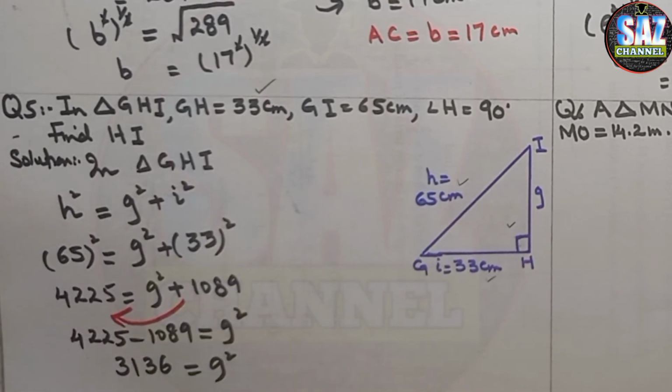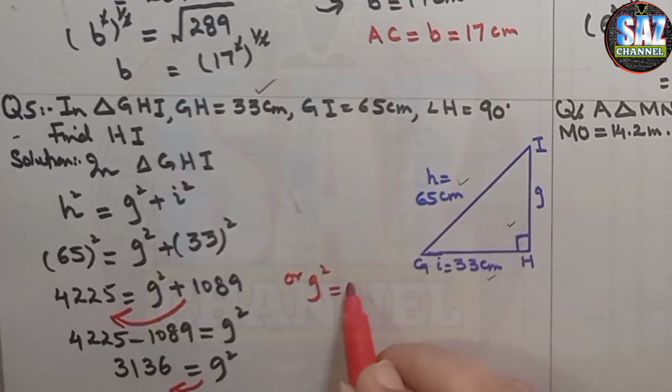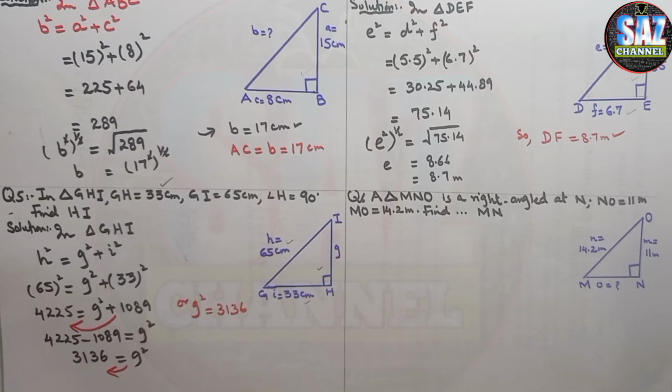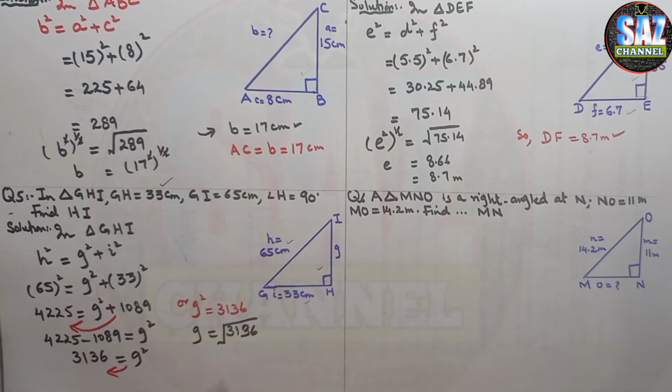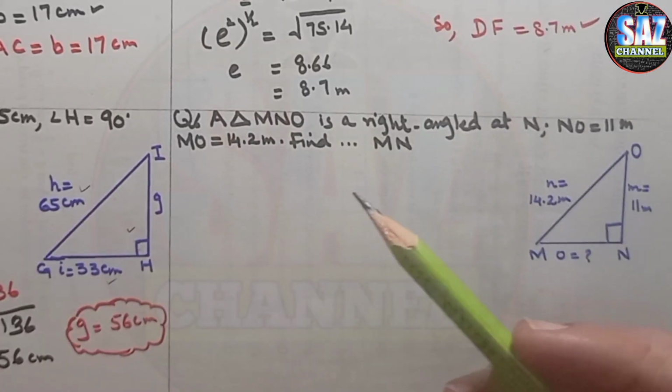And now in order to get value of g, I have to take the square root on both sides. g square equals to 3136. So the equation will take the form g equals to square root of 3136, and which gives me 56 centimeter. So I hope you are clear about this question. Let's move to the last question and read the question from the book.